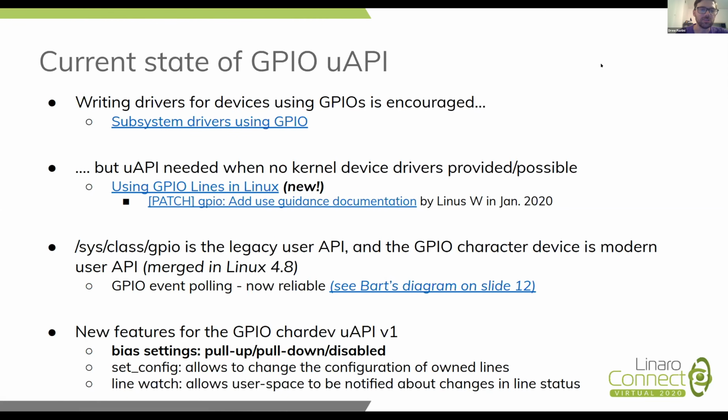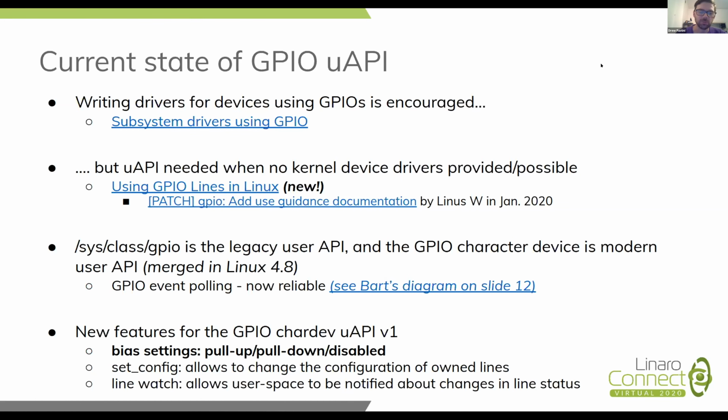Of course, the legacy user API here is the sysfs, and then as of Linux 4.8, which is actually quite a while ago now, we have the character device where the GPIO chips show up as character devices. And then there are features that were added recently to the existing version 1 user space API for the character device. There've been a few things added this year, including the bias settings. So there was a desire from user space libraries to be able to do pull up and pull down through the character device. And Kent Gibson worked a lot on adding this feature along with Bart and Linus.